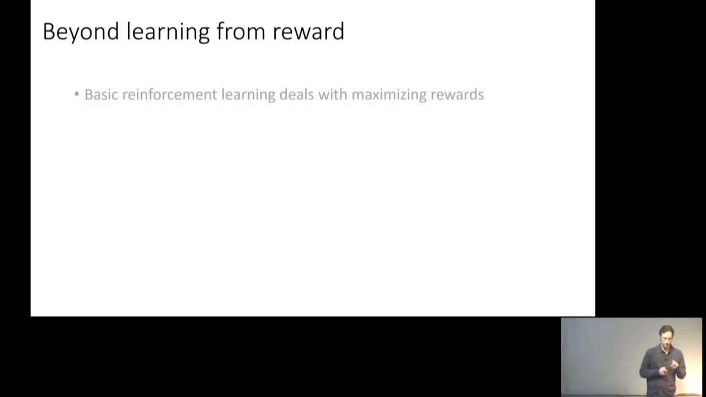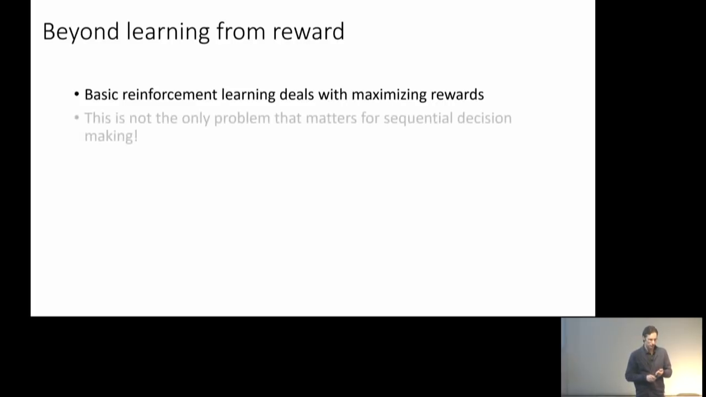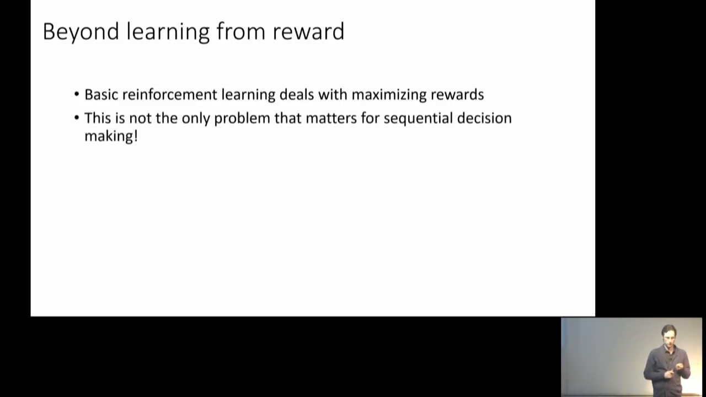So, for example, one of the things that we often need to contend with if we want to set up reinforcement learning systems that really work in the real world is to go beyond just assuming that there is a given ground truth ideal reward function. So let me explain this a little bit. Basic reinforcement learning deals with maximizing rewards. That's essentially in the reinforcement learning problem statement, and we'll make this problem statement formal next week. But this is not the only problem that matters for sequential decision-making.